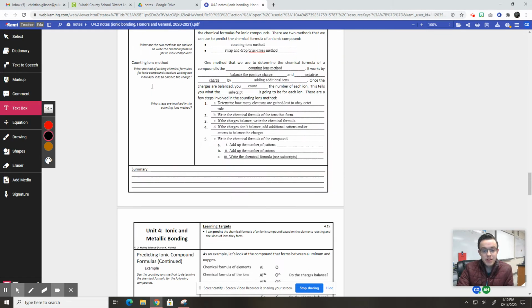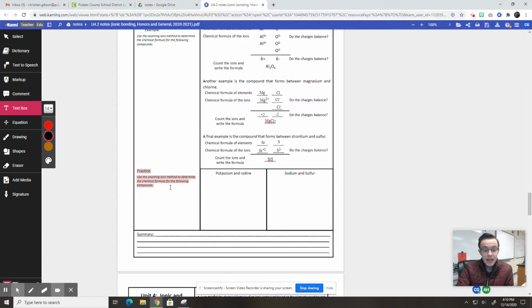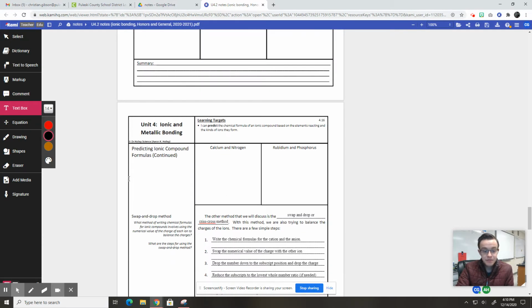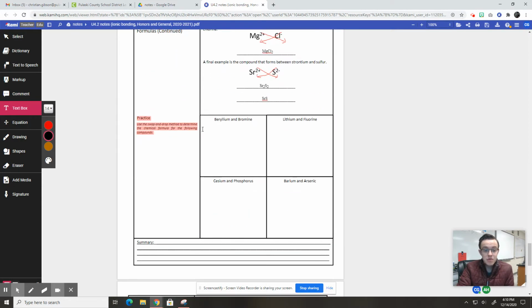So usually what will happen is it'll have some information, an example. So for this, I'm showing you how to do the counting ions method of writing the formula for an ionic compound. I show you how to do it here with 3 examples, and then you guys do practice, okay? A little bit of practice here as well. Then I show you how to do the swap and drop or the crisscross method. I have the steps, the examples, and then you guys try it on your own with the practice. Big thing about chemistry is it's really hard to learn it just by reading or being told something. You really need to practice it in order to get good at it, okay?